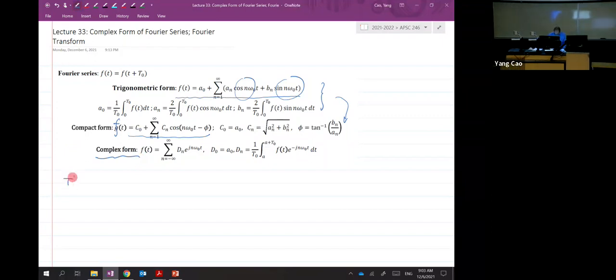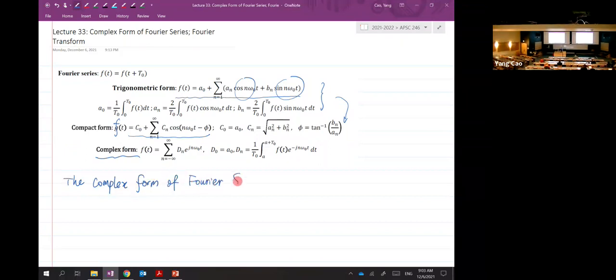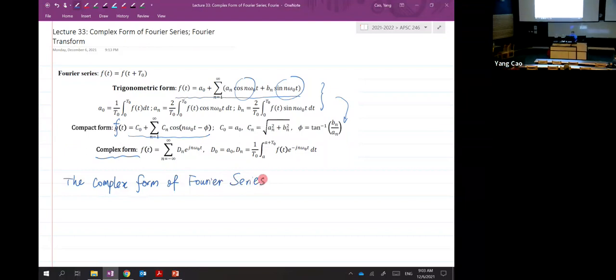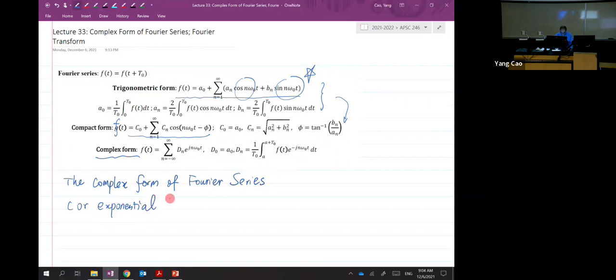So let's take a look at this together. How can we write this original trigonometric form into a so-called complex form of a Fourier series? Sometimes it's also called the exponential Fourier series.